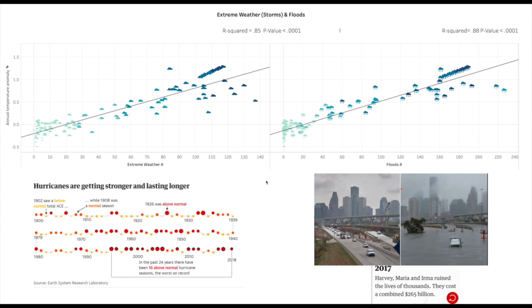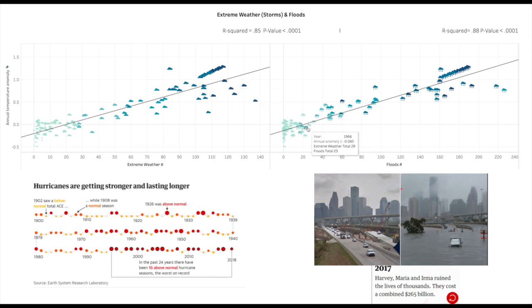Two of the most prominent natural disasters, extreme weather and storms, and floods, are shown below. There is a strong causal relationship. Positive temperature changes have resulted in an increasing number of stronger and longer-lasting storms. As you can see in the chart, the number of extreme weather conditions increases as the annual temperature anomalies also increase.